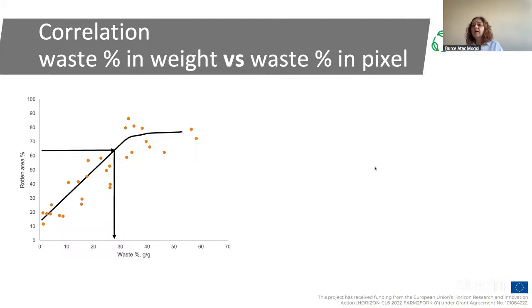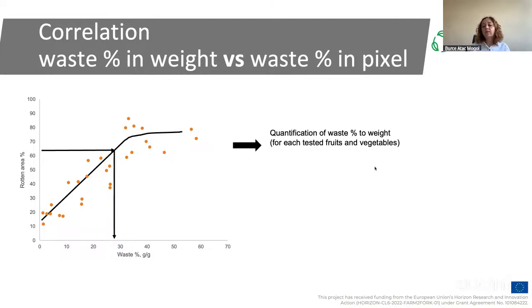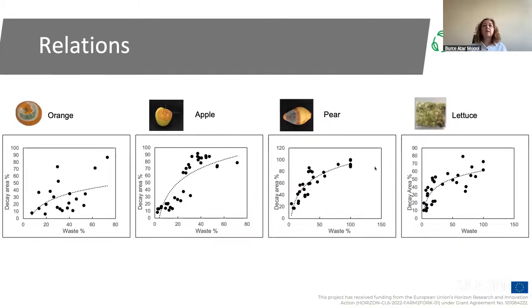And this correlation can estimate that almost 30% of the pear has gone bad, so it can be considered as waste. So using these relations for each fruit and vegetable, we can quantify the waste percentage as weight. There are some examples of the relations between this area percentage and the actual waste percentage. And as you can see, they all have specific relationships for each decay and for each fruit and vegetable. And they all go to a plateau in the end.